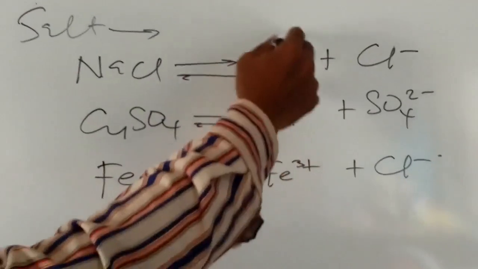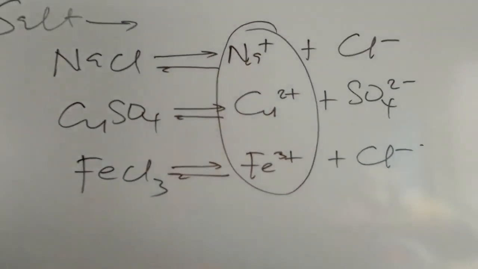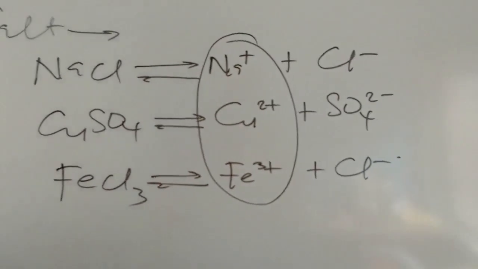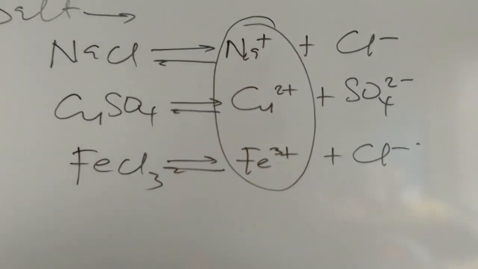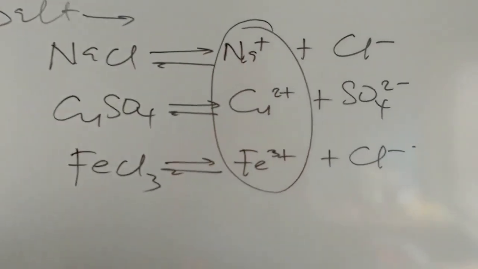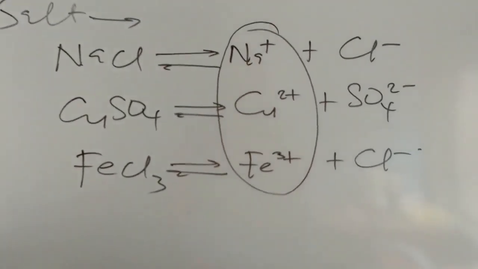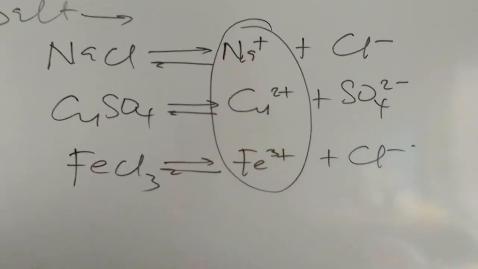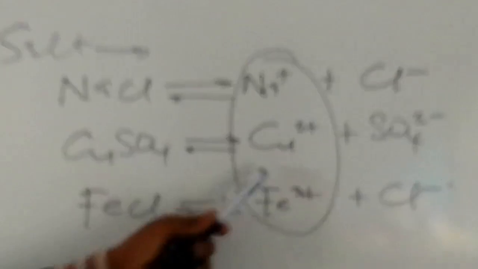So the positive ions are called cations. Why are they called cations? If you reflect back to your topic, electrolysis, cations are those positive ions that move to the cathode during electrolysis. So that is why we call the positive or metallic ions cations.